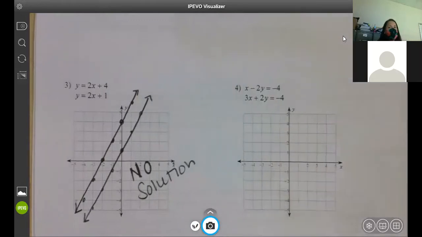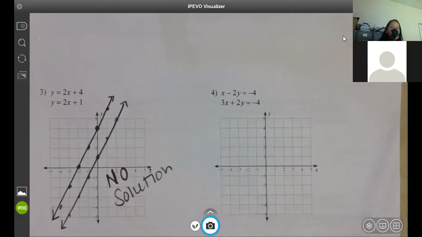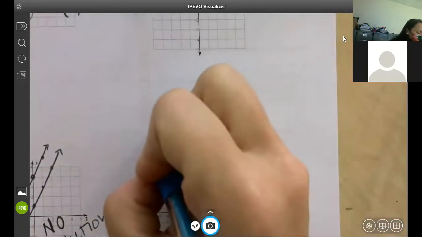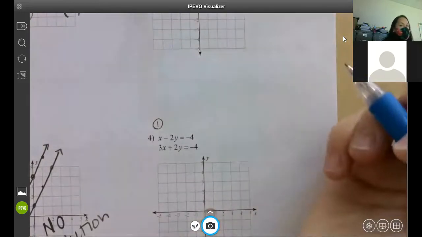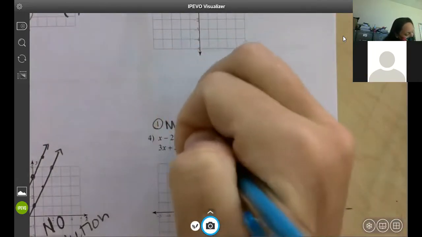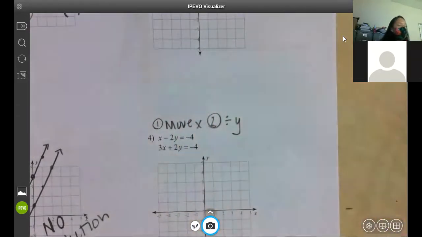All right, so if I wanted to do number 4 by hand, and I really don't, that's one I would definitely do on Desmos. Okay. If I had to do number 4 by hand, the first thing I would have to do is solve for y. So how do I solve for y? Move x. And then divide the number of y.